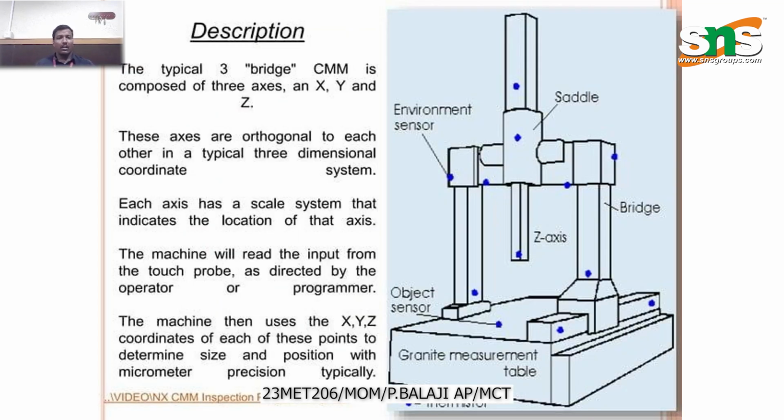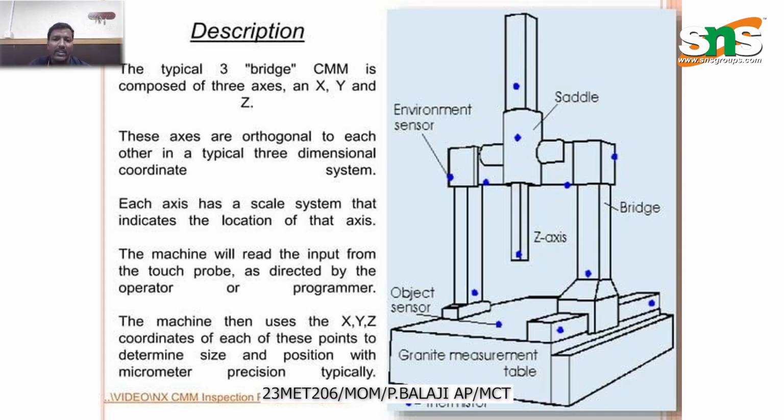On the screen, you have a bridge type CMM. It has three coordinate axes that are orthogonal to each other, a typical three-dimensional system, with a scale system that indicates the location of each axis. The machine reads the input from the touch probe, generated by the operator and program, and uses the XYZ coordinates to reach those points and determine size and position, typically with micrometer precision.